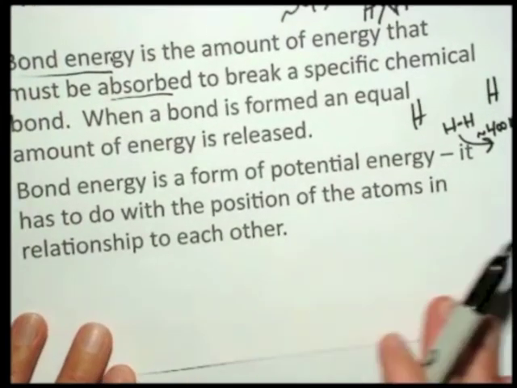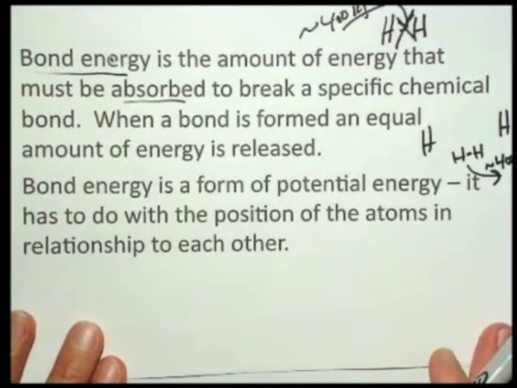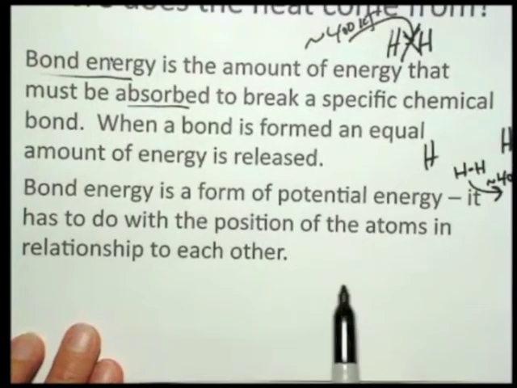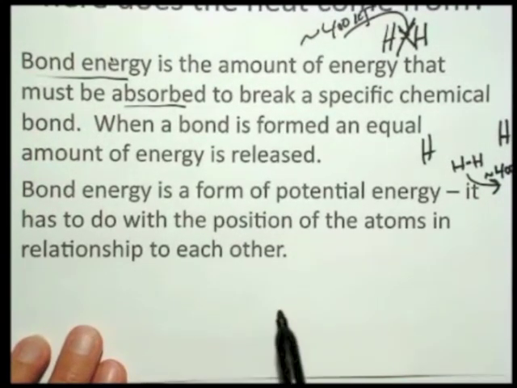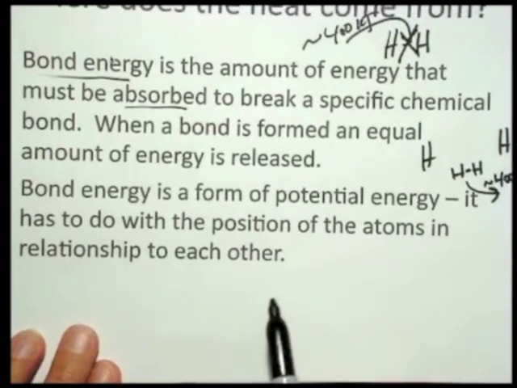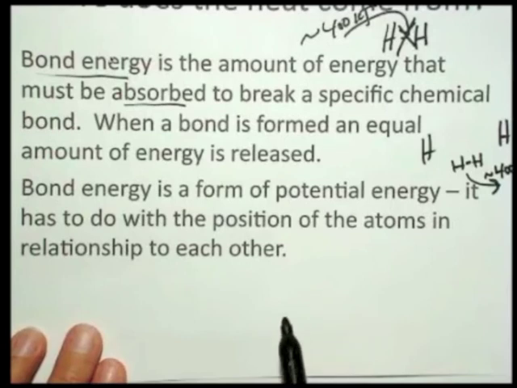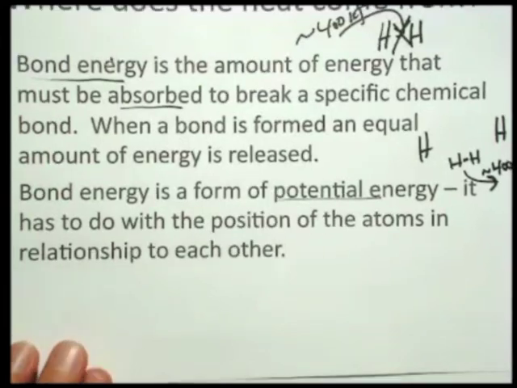All right, so bond energy is a form of potential energy. It has to do with the potential of atoms and their relationship to each other. So it's chemical potential energy. For example, when we talk about a fuel, say octane, and say octane contains chemical energy, what we're talking about is the potential energy that's stored in its chemical bonds. So that's what chemical energy is, that's what potential energy is, and that's what bond energy is. It's all relating to the same thing.